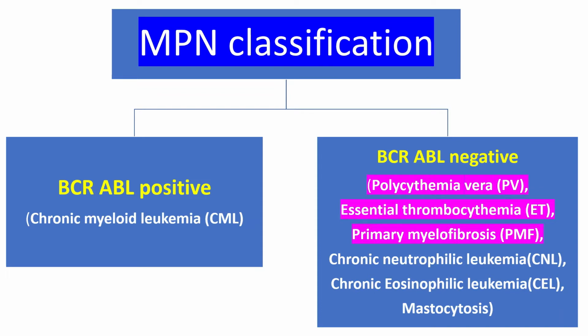The BCR-ABL positive is chronic myeloid leukemia, which is CML, and the BCR-ABL negatives include polycythemia vera, essential thrombocythemia, and primary myelofibrosis, which are the more common ones from the BCR-ABL negative MPNs. So in this video we are going to discuss the clinical manifestation, the pathogenesis, and the treatment of polycythemia vera, essential thrombocythemia, and primary myelofibrosis.